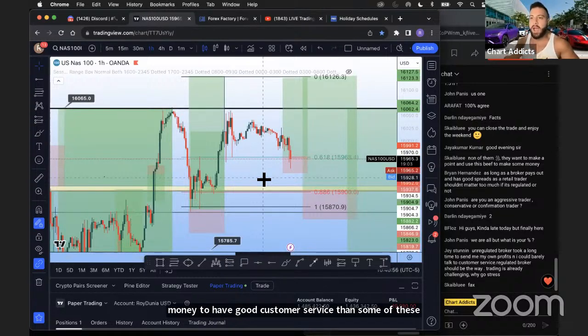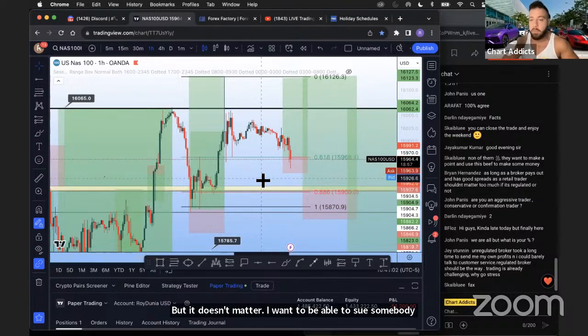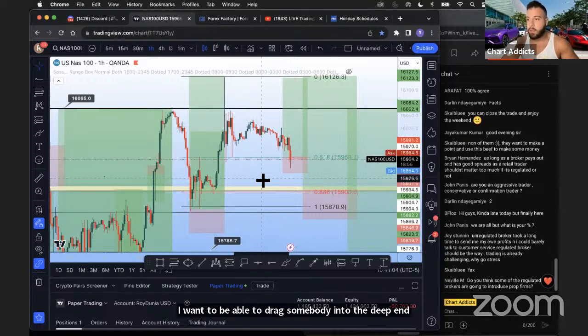But it doesn't matter. I want to be able to sue somebody if they run off with my money. I want to be able to drag somebody into the deep end with me if they decide to rob me. If someone is registered out of St. Vincent and the Grenadines and they take all of our money and they leave, there is nothing you can do. Now, for me, I'm crazy. I might hop on a plane and go find them. But what is the rest of y'all going to do?